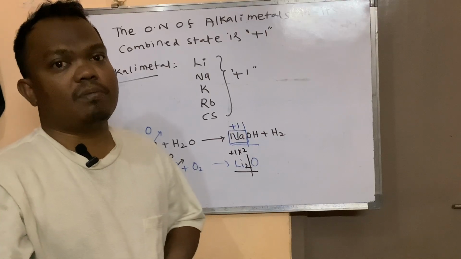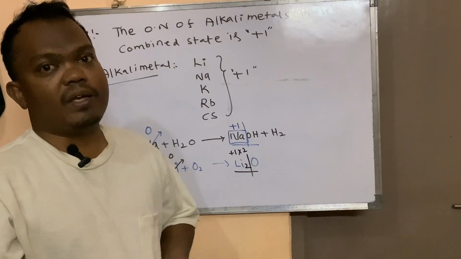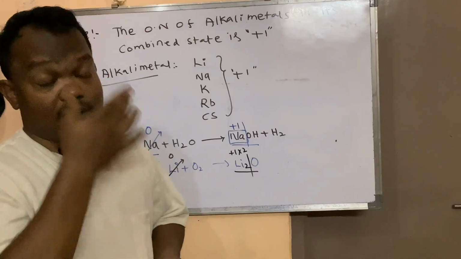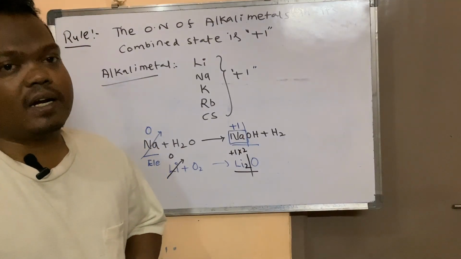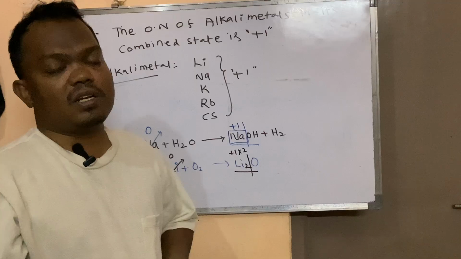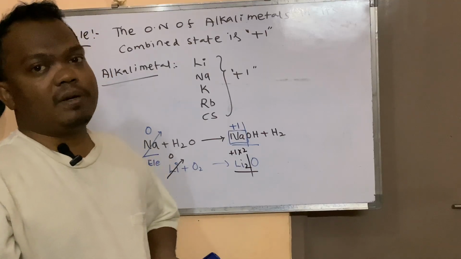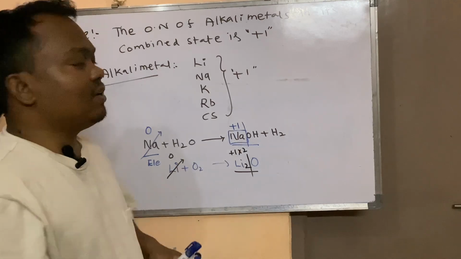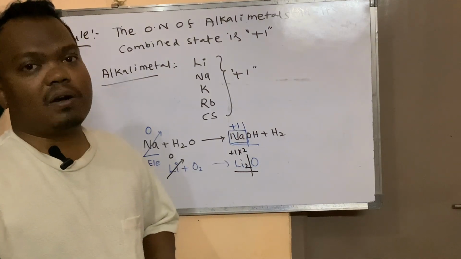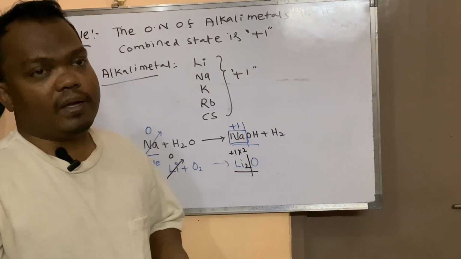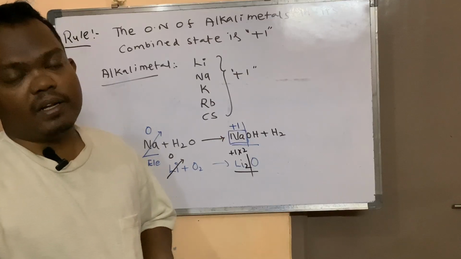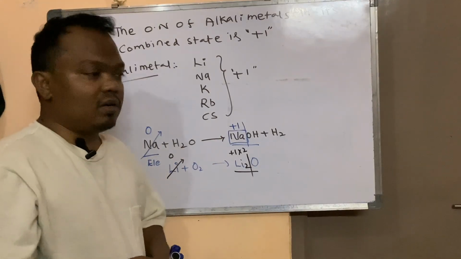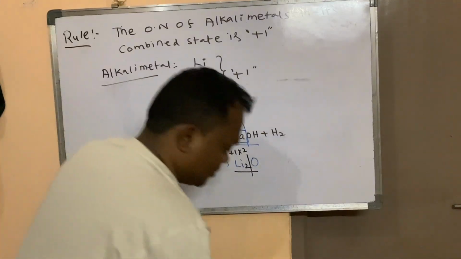So the first rule tells us that the sum of the oxidation numbers of all the atoms present in the molecule is equal to 0. The second rule tells us the oxidation number of any atom in its elemental state is equal to 0. And the third one: the oxidation number of alkali metals is equal to plus 1 in their combined state. Okay, right. Let me move on from the third one to the fourth one.